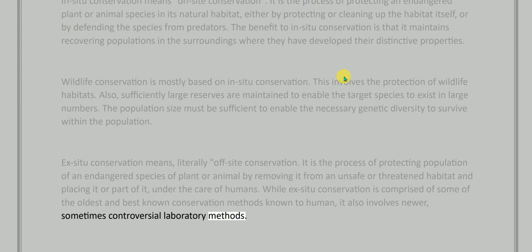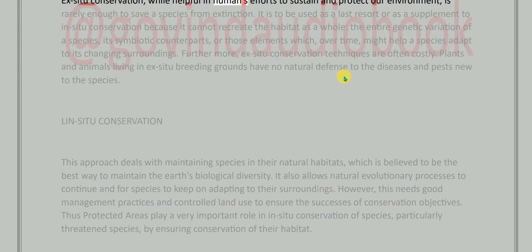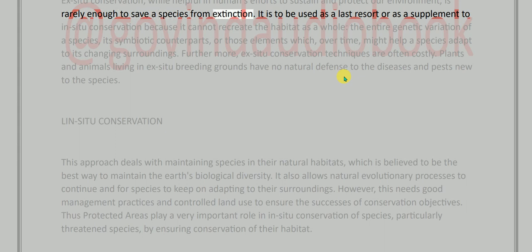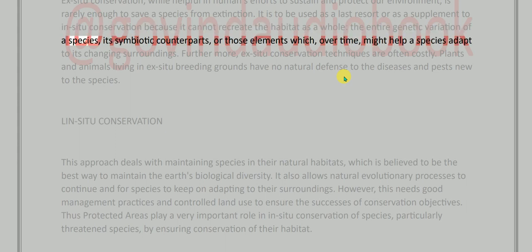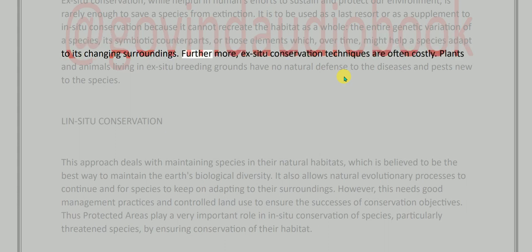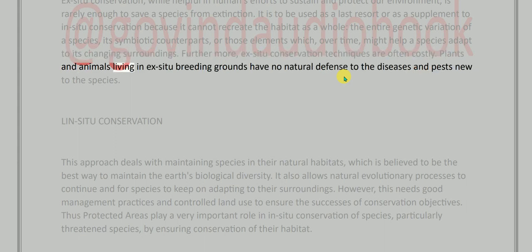Ex situ conservation, while helpful in humans' efforts to sustain and protect our environment, is rarely enough to save a species from extinction. It is to be used as a last resort or as a supplement to in situ conservation because it cannot recreate the habitat as a whole, the entire genetic variation of a species, its symbiotic counterparts, or those elements which, over time, might help a species adapt to its changing surroundings. Furthermore, ex situ conservation techniques are often costly. Plants and animals living in ex situ breeding grounds have no natural defense to the diseases and pests new to the species.